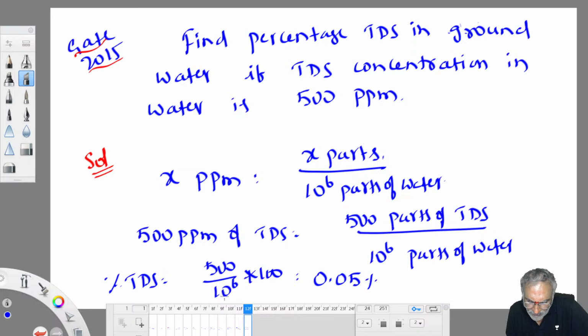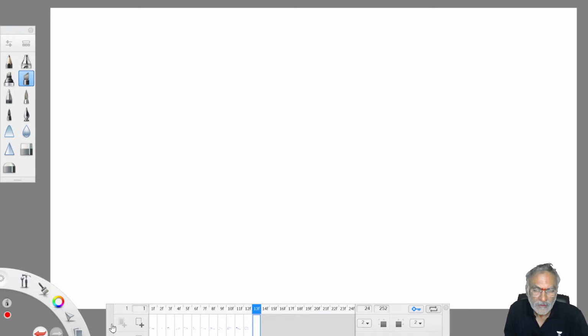Cancelling the zeros, we get 5 by 100, and 5 by 100 is 0.05%. Yes, this is the answer for that question. It was a one mark question in GATE 2015. That's how we need to answer.